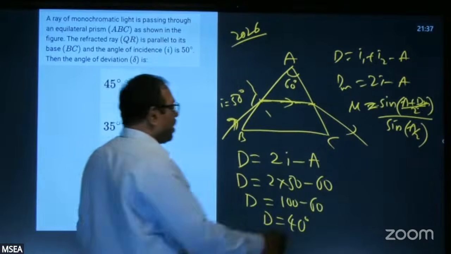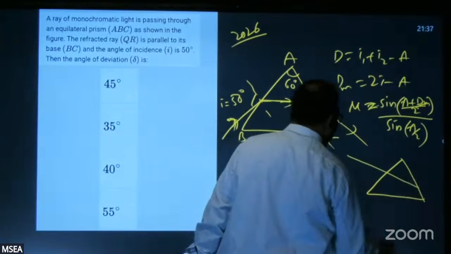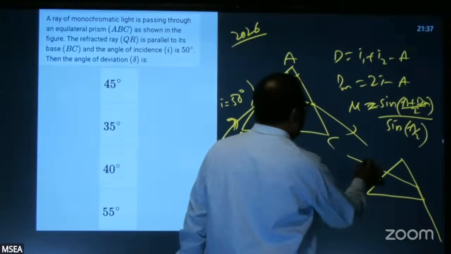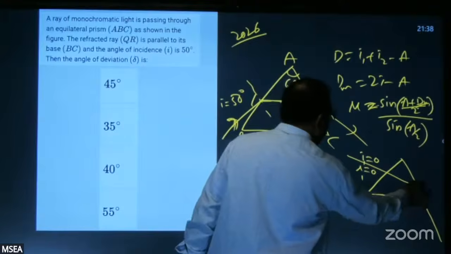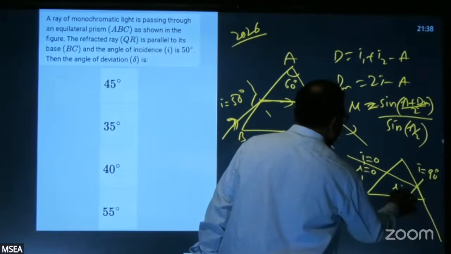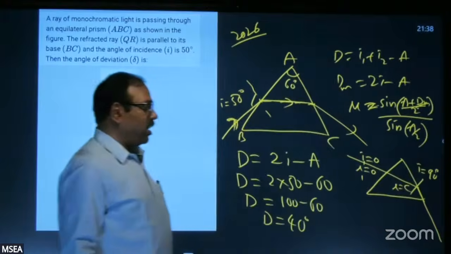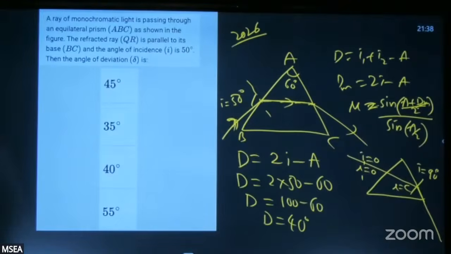And one last point: whenever light rays fall normally, i is 0 and r is 0. Whenever it is grazing, i becomes 90 and r becomes the critical angle. So you have to remember these points, right?